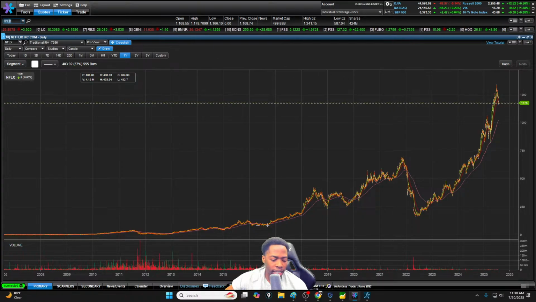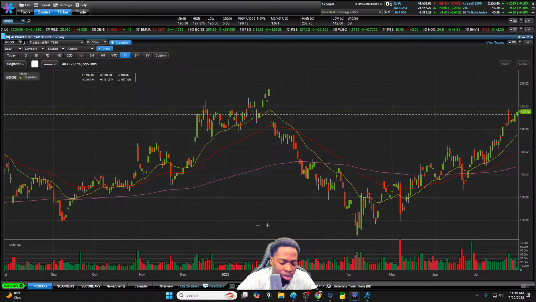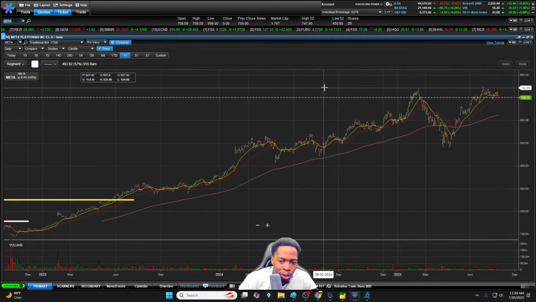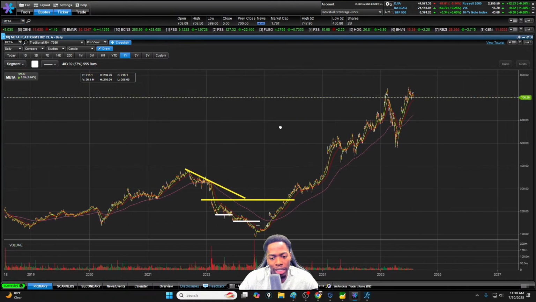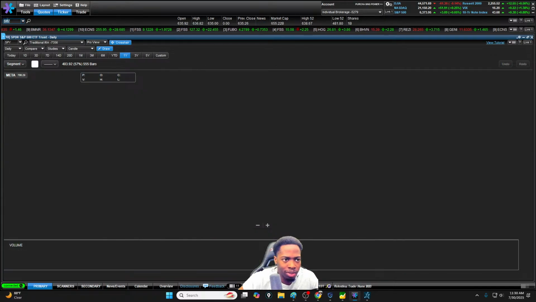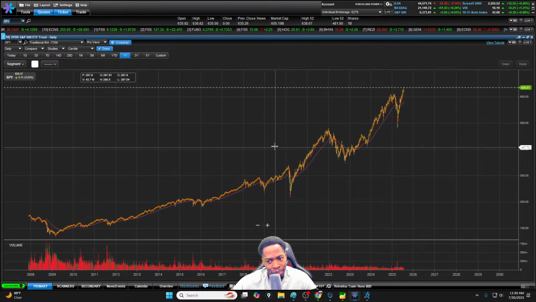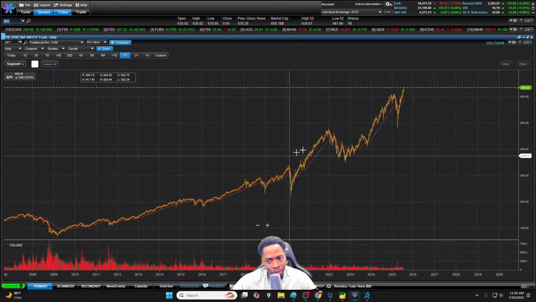Let's see, Google, Meta, and of course they'll have very similar charts because they're all following the SPY in itself. SPY is probably the safest bet whenever there's a massive dip. SPY is doing its thing.